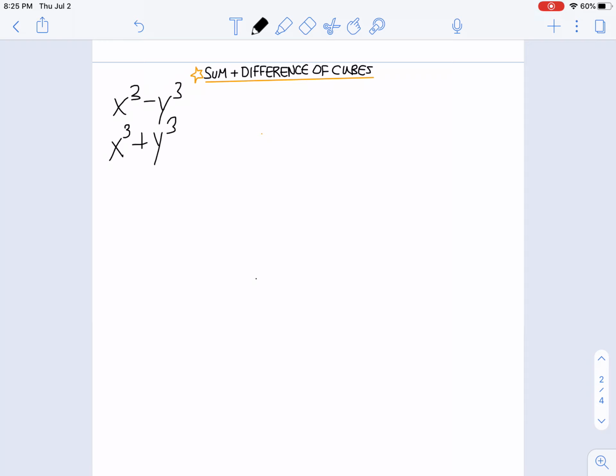Now, the reason that you can have a sum or a difference is because you can take the cubed root of a negative number, but you can't take the square root. So that's why a sum of squares does not exist, but a sum of cubes does.